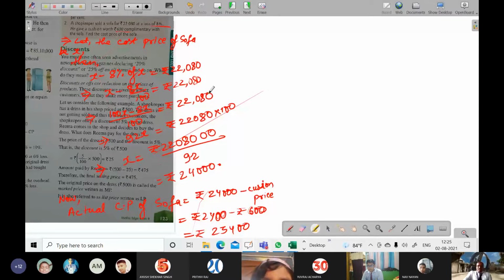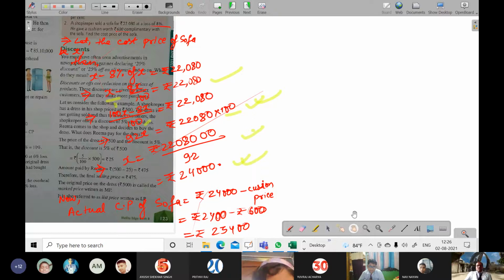In the same way it has been written X minus 8X by 100. This fraction has nothing below, that means there is 1. So the LCM of 1 and 100 is 100. 100 divided by 1 is 100, 100 into X is 100X. In the same way 100 divided by 100 becomes 1, and 1 into 8X is 8X. So 92X is equal to 22,080 into 100. So X will become 2208 and 2 more zeros, so you can say 22 lakh 8,000, divided by 92. So it will become 24,000.